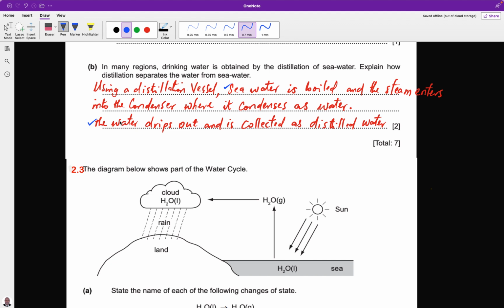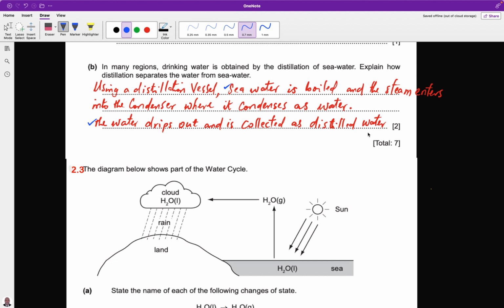So what I expect you to do is, you can write that using a distillation vessel, seawater is boiled. So you need to put seawater in a distillation flask. Seawater is boiled, and the steam enters the condenser, where it condenses as water. Then finally, the water now drips out and is collected as distilled water.